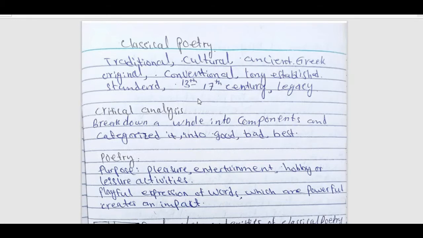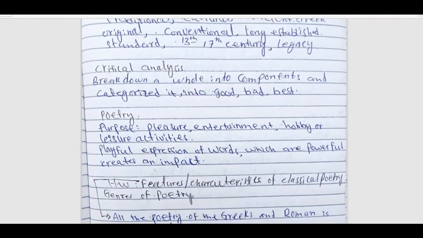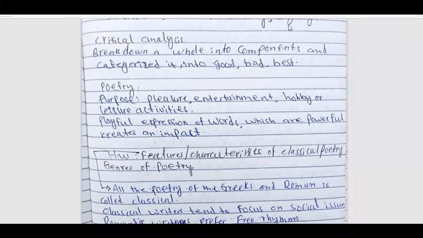So it refers to 13th to 17th century literature. It's a legacy left behind by the writers, authors, and poets of that age. And we can critically analyze poetry or any piece of literature. In this manner, analysis is the breakdown of the whole into components, and analyzing each component by categorizing it, giving it degrees and smaller parts, dividing it.